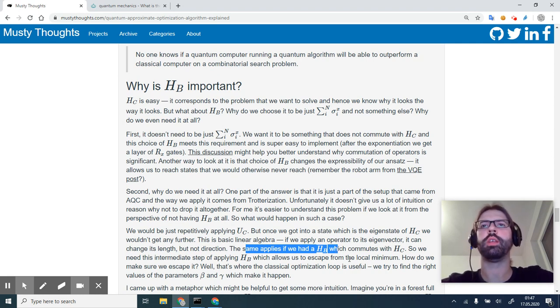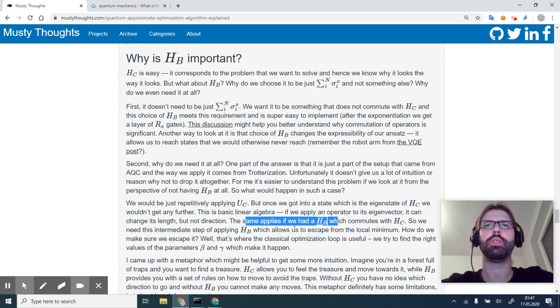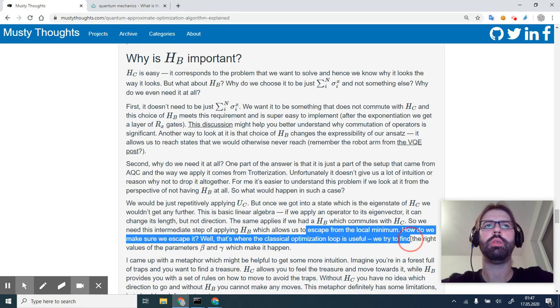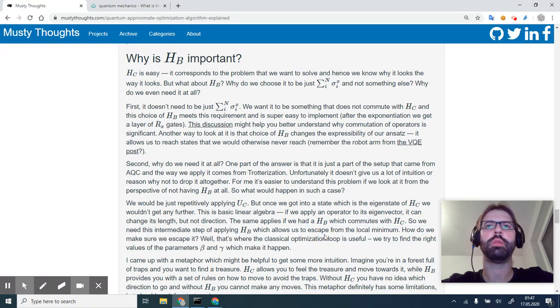So we do this to kind of escape. So this is a step which allows us to escape from the local minimum. How do we make sure we escape it? That's where the classical optimization loop comes in. So we try to find the right parameters.